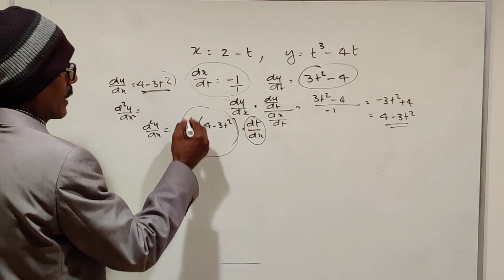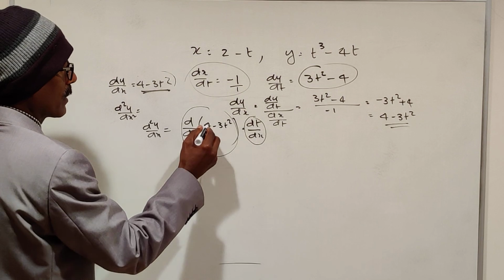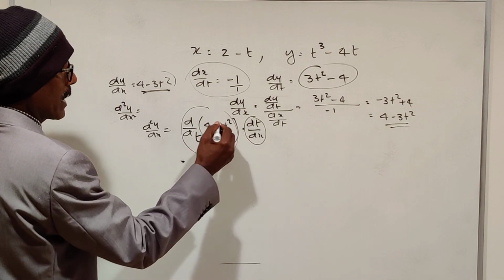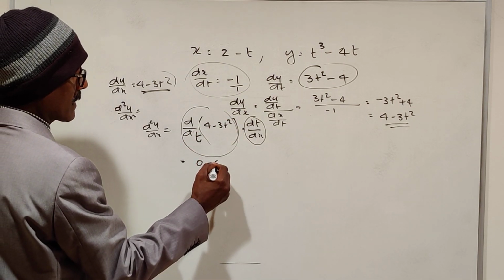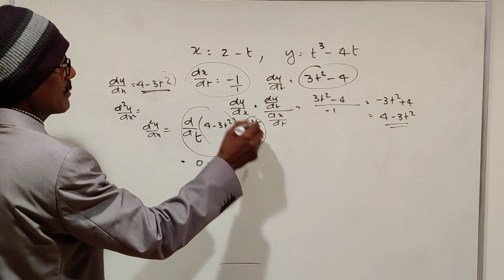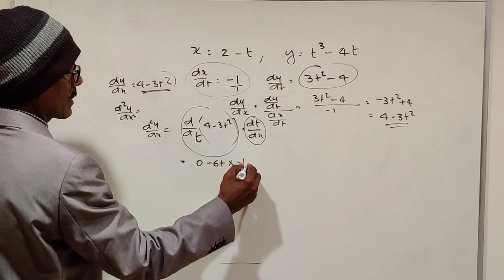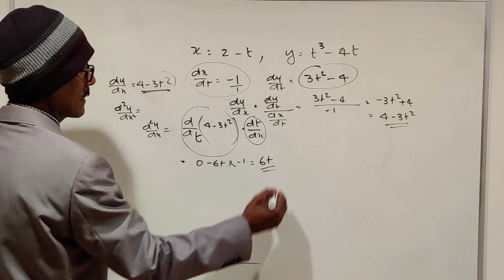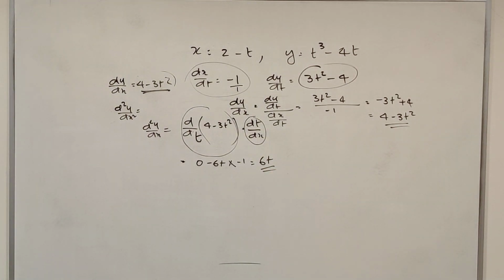Okay, that is differentiate with respect to t. Derivative of 4 is 0. Minus 3t square gives minus 6t, times dt by dx which is minus 1. That is 6t. 6t is the answer. Okay.